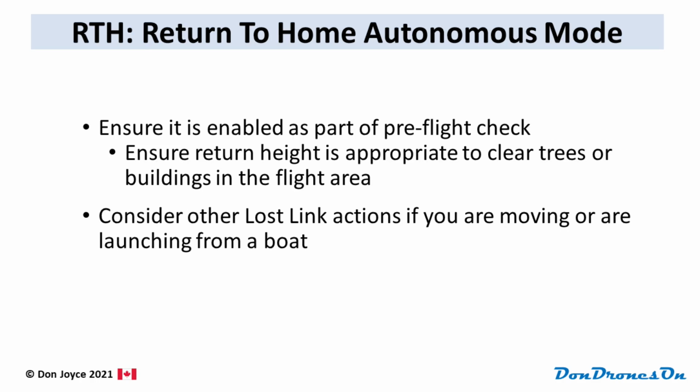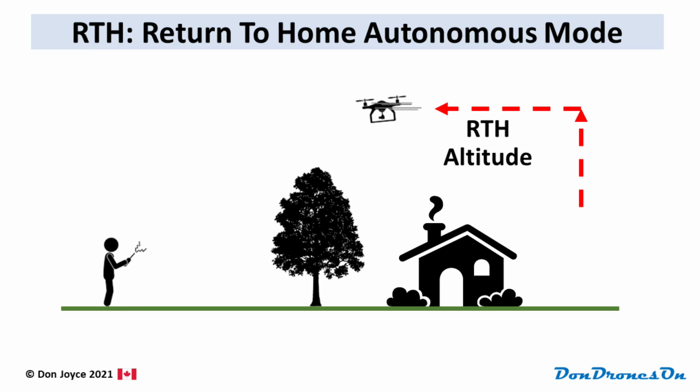Many drones have an RTH, or Return to Home Autonomous mode, which kicks in if your C2 link is lost for a period of time. If your drone is equipped with that feature, ensure that it is enabled as part of your pre-flight check. This is the kind of setting that can be messed up by software updates. Also ensure that the return to home altitude is appropriate to clear trees or buildings or whatever in the flight area.